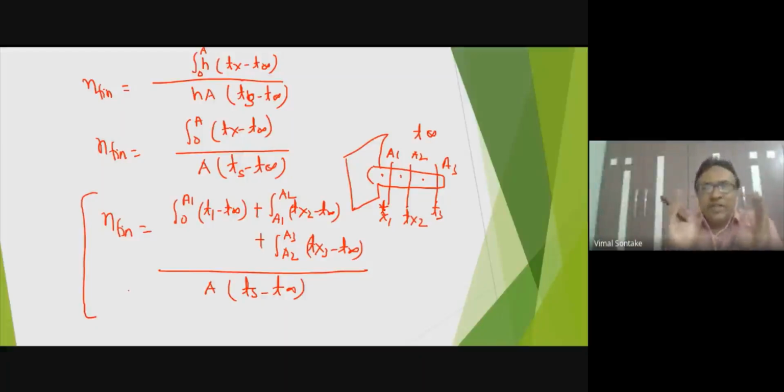Basically, in a nutshell, I can say that because the temperature decreases along the length of the fin, the heat transfer rate decreases from the fin surface. And in order to account for that decrease in the heat transfer, we introduce a new term called fin efficiency.